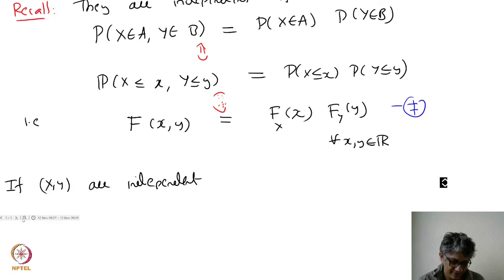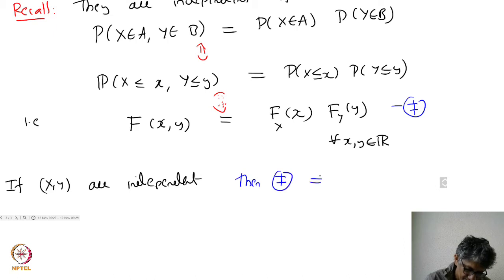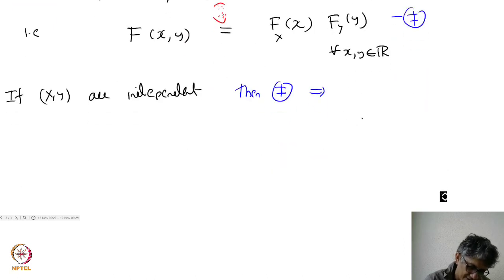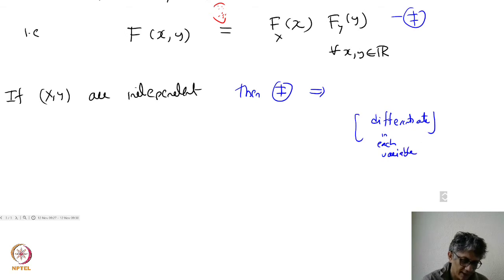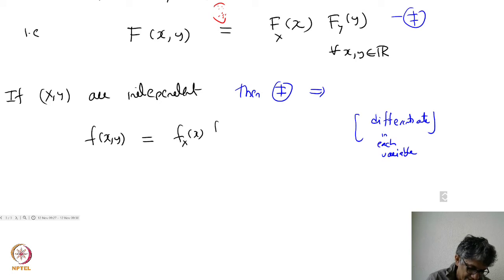If x and y are independent, then what does this dagger imply? Dagger implies, so if I can allow myself to differentiate in each variable, what will I get? On the left hand side, I'll just get the density function of x and y, the joint density. On the right hand side, this only depends on x and this only depends on y. So I just get f sub x at x times f sub y at y. This should be true for all x and y.